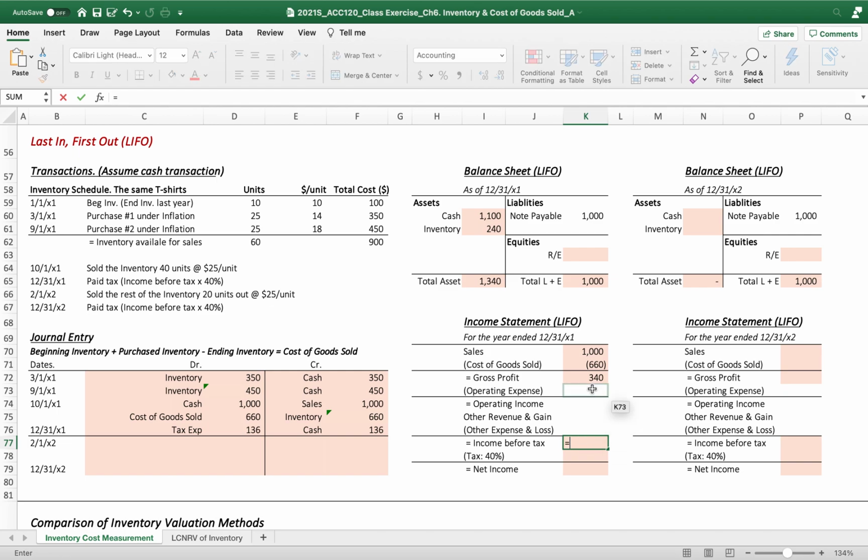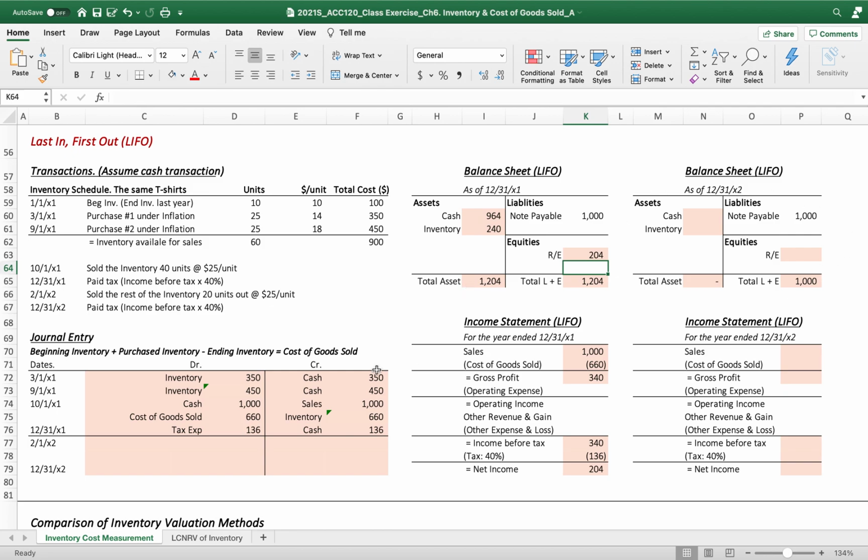Income before tax, assuming that there's no other transaction, and then tax expense 130. And then cash out by paying the tax amount in cash. Then the net income is 204. So within the retained earnings is the net income of the first year. Okay, so we balanced out for the first year.